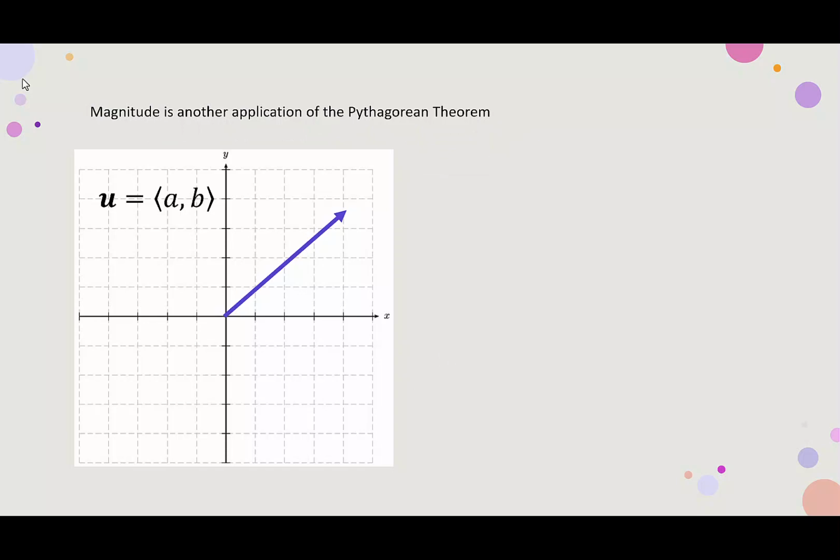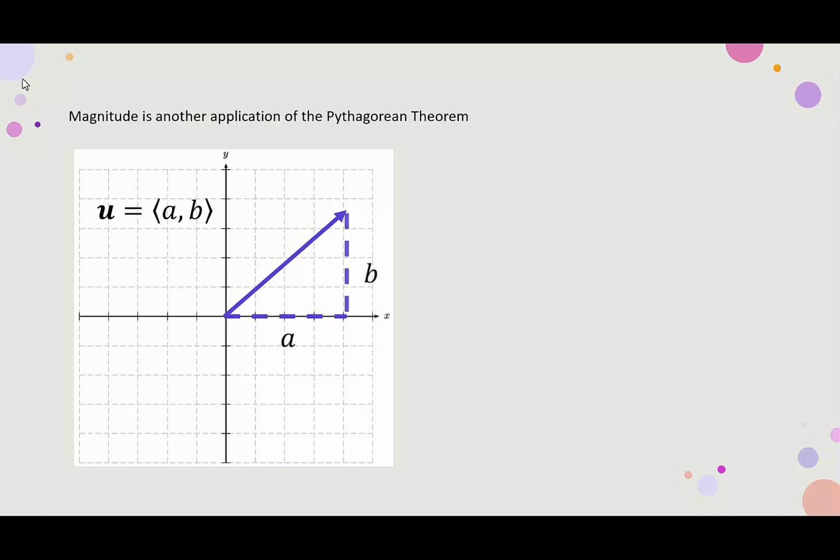If I have the vector u equal to <a, b>, then I can form a triangle with a base a, height b, and the hypotenuse will stand for the magnitude. So just like we would find the hypotenuse by finding the square root of a squared plus b squared, we find the magnitude of the vector by finding the square root of a squared plus b squared.